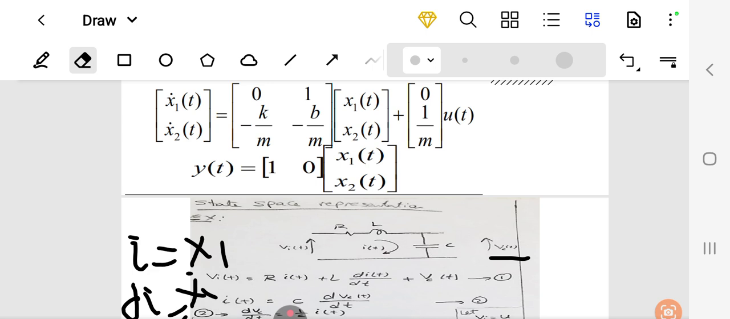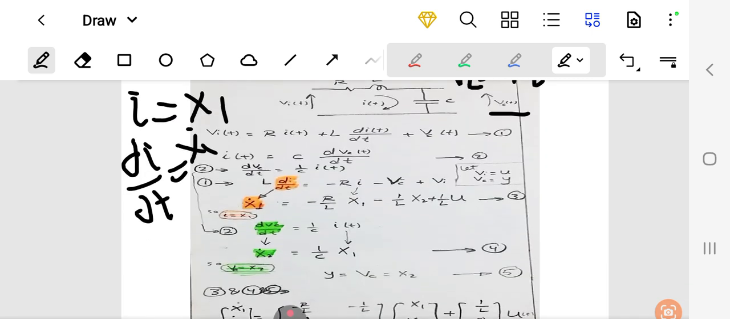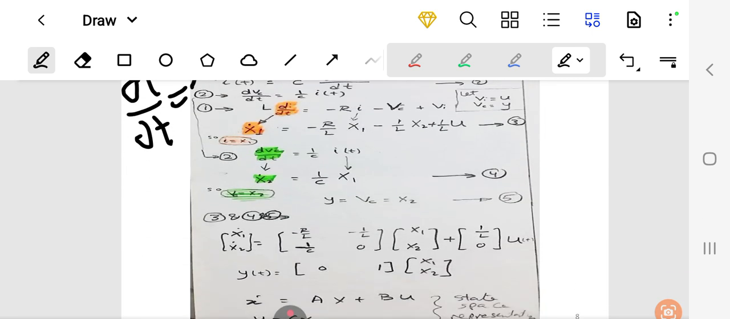Vc is the second state. Therefore, Vc equals x2 plus 1 over L times V input, which is the input.